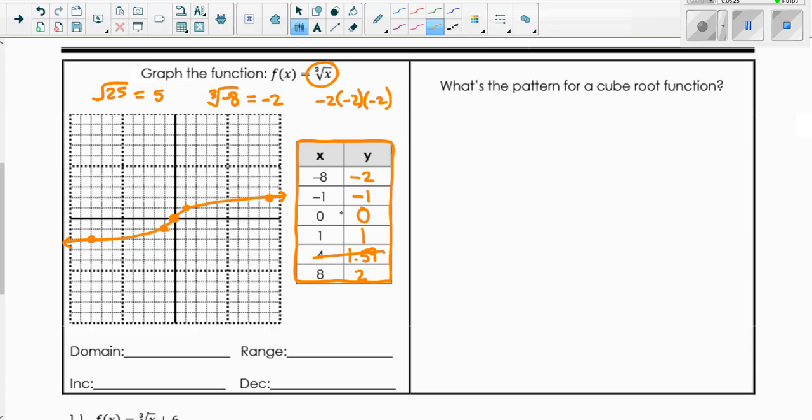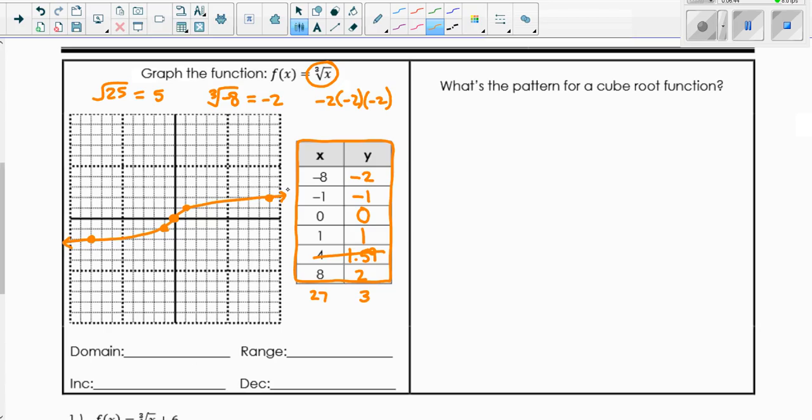Okay, we really don't care about any other x values than that, because if I were to do 3 times 3 times 3, I would get 27. So the cube root of 27 is 3, but I can't move 27. The nice part about cube root functions are their domain, range, and where they increase and decrease.